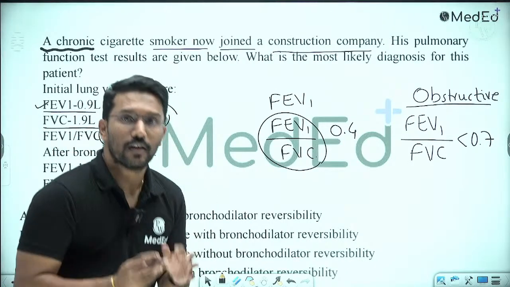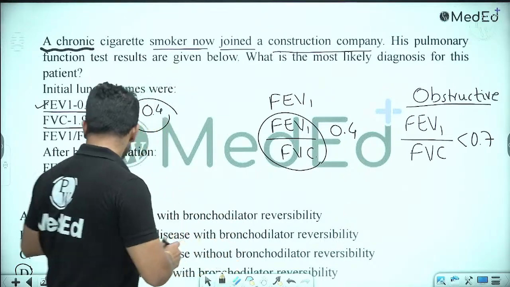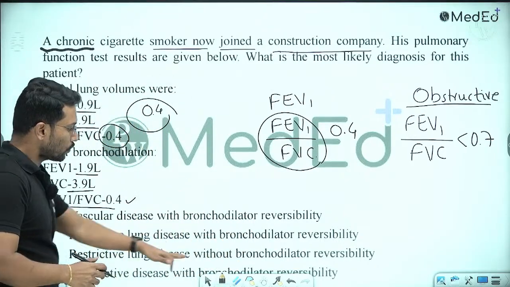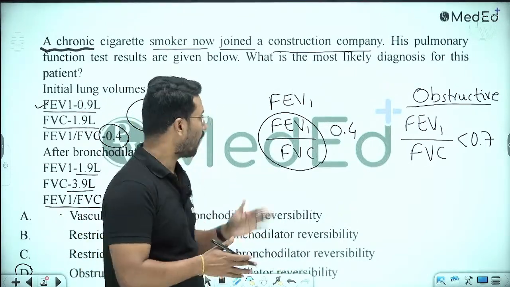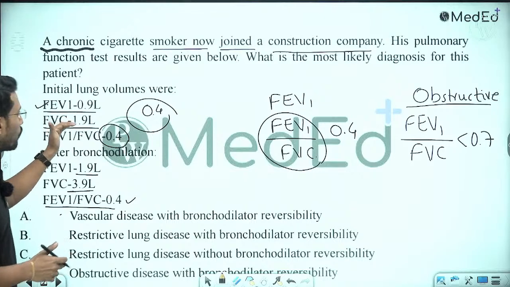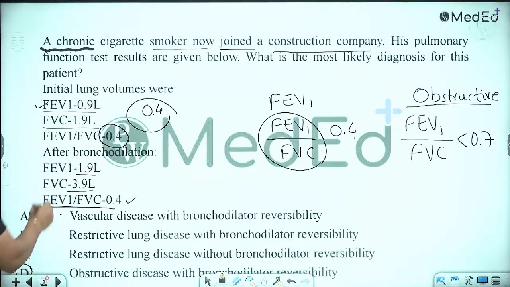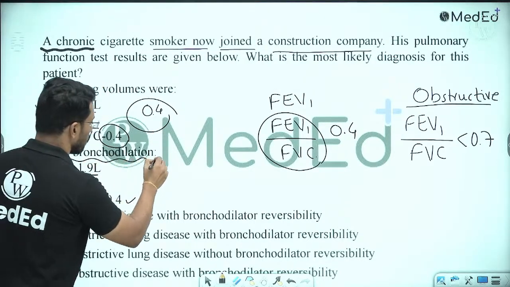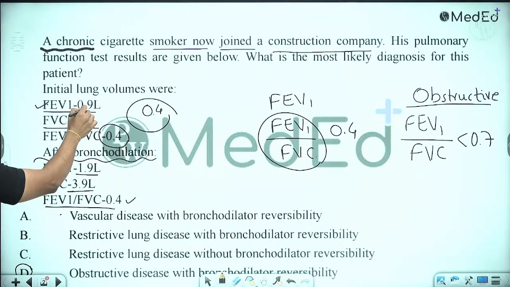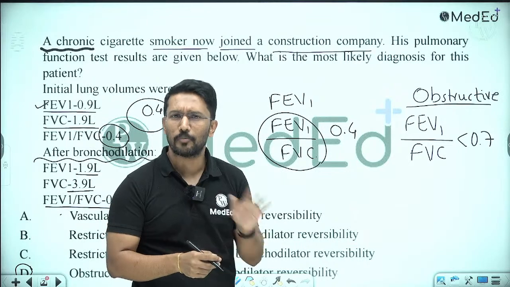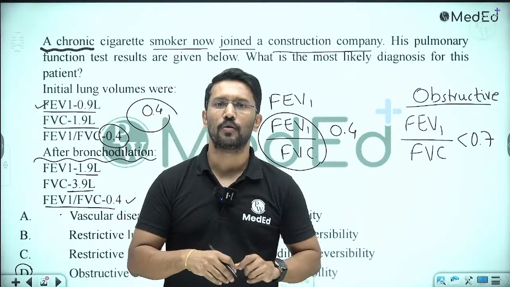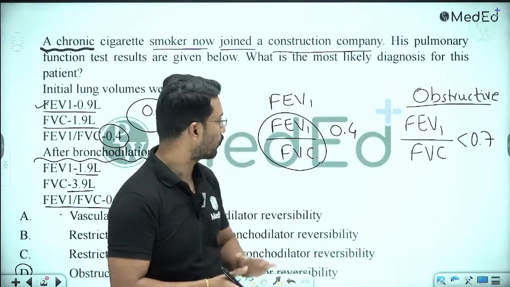Now, the issue here would be whether this is associated with a positive bronchodilator response or not. How do we assess that? By looking at how much FEV1 improved after administration of a bronchodilator, right? After administration of the bronchodilator, it increased from 0.9 to 1.9 liter. It is almost 100% plus improvement. 0.9 to 1.9 liter, 100% plus improvement.